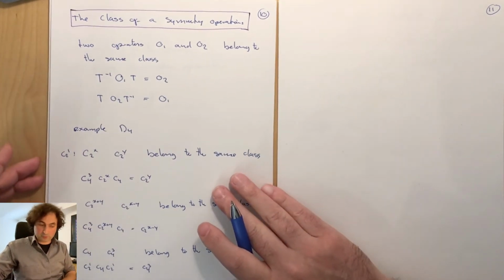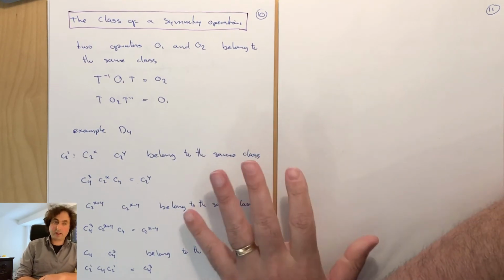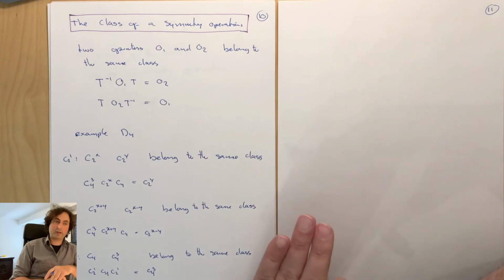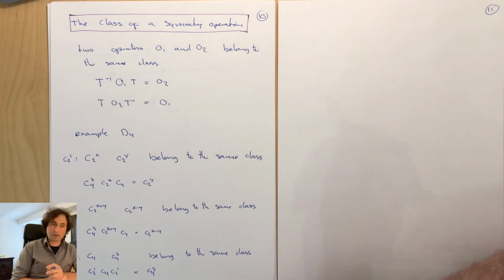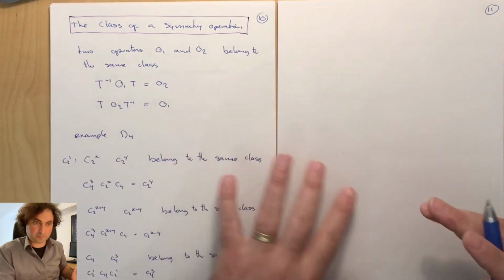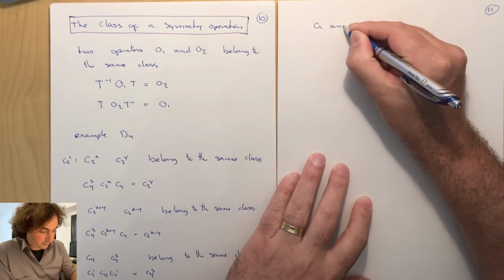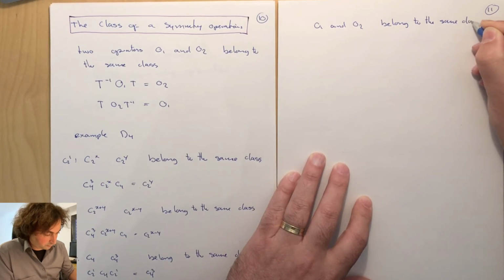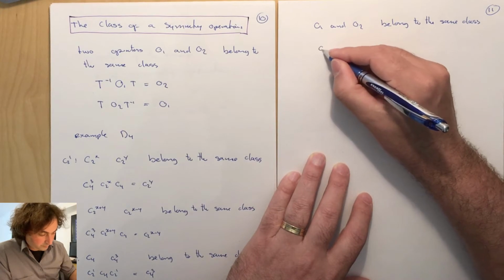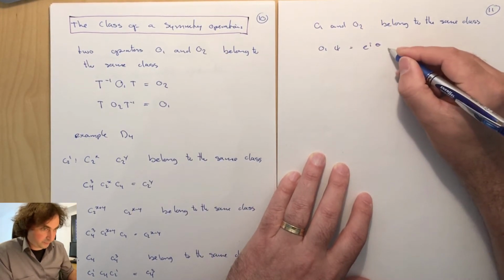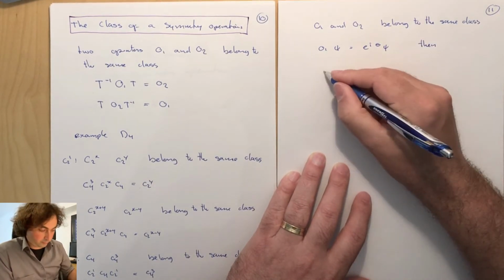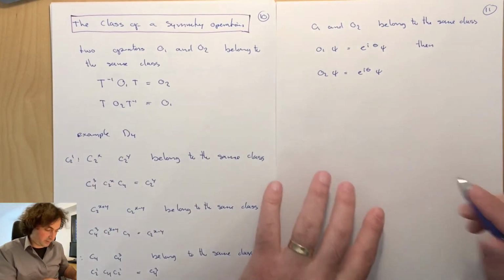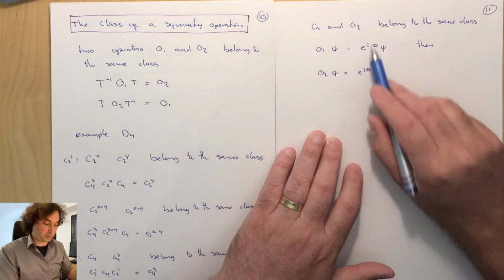Now, if two operators belong to the same class, then a wave function picks up the same phase if rotated by either of them. So if I have a wave function that is a non-degenerate eigenstate of one of the symmetry operations, then all symmetry operations which belong to the same class will give you the same phase for that wave function. So O1 and O2 belong to the same class, and I know O1 psi is e to the i theta psi, then O2 psi is e to the i theta psi, for non-degenerate states psi. So there are no other wave functions psi that pick up the same phase.